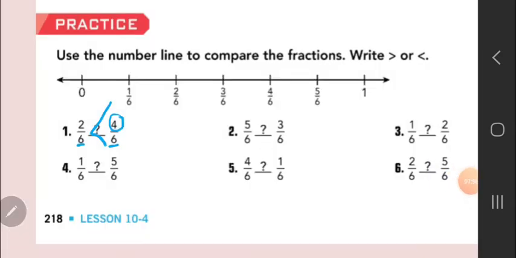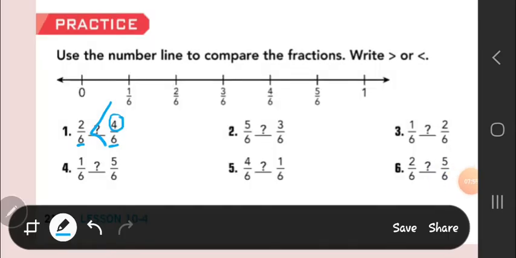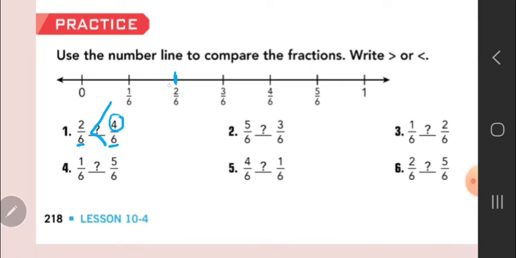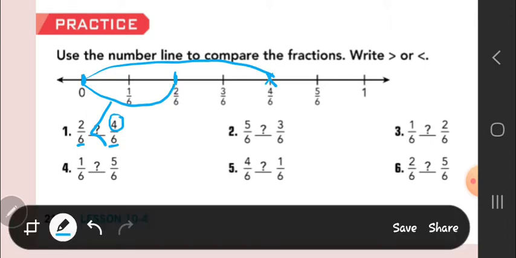Let's do another example. And you can put them on the number line. This is 2/6. See, it's 2 parts, and this is 4/6. You can see this is greater than the 2/6. But as I said, you know how to do it without looking at the number line.